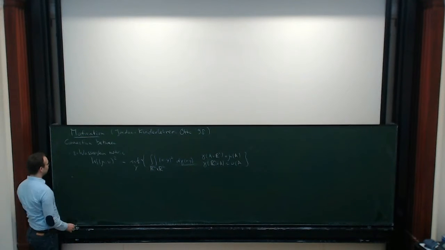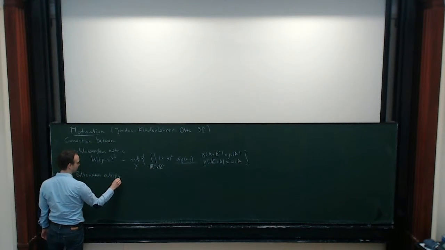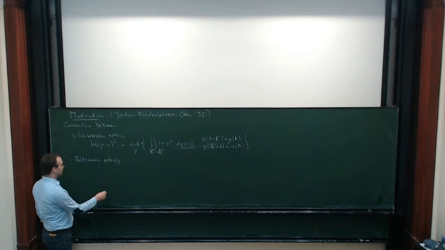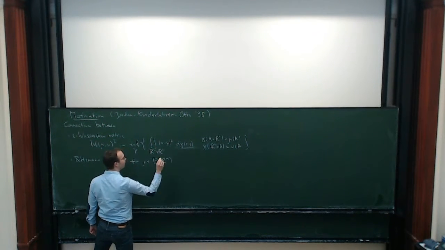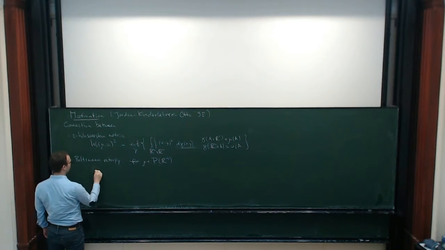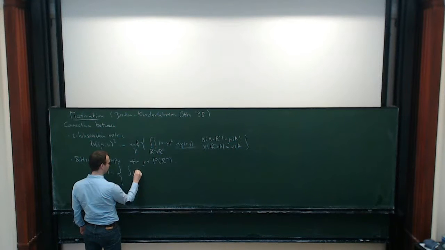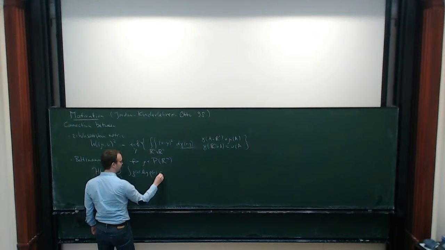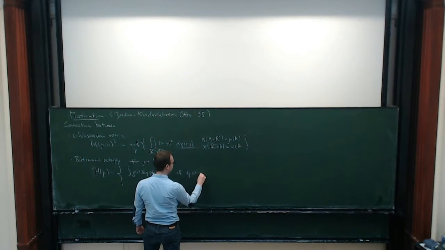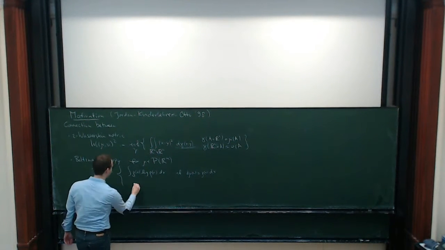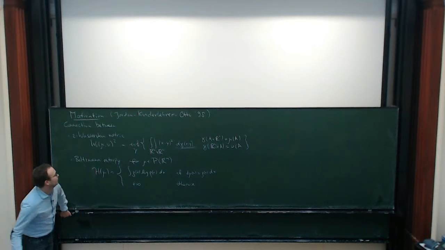Okay, and the second object is the entropy, the Boltzmann entropy, which is given by the usual formula. So for a probability measure mu on Rn, the entropy H of mu is given by the integral of rho(x) log rho(x) dx if mu is absolutely continuous. So if mu has density rho with respect to Lebesgue, and it's plus infinity otherwise. Okay, so that's the Boltzmann entropy.